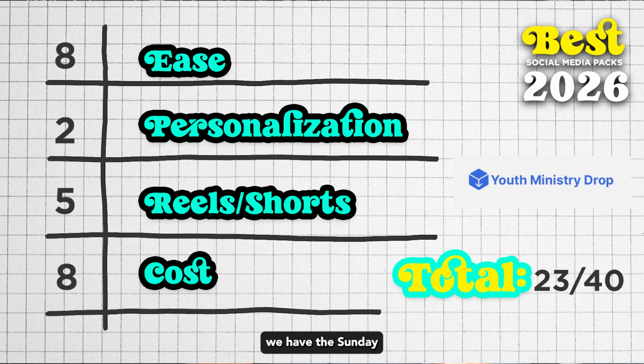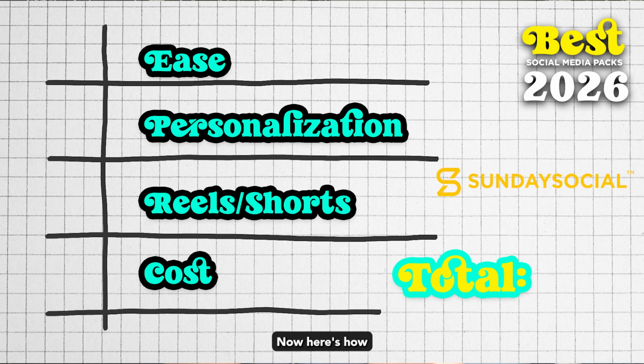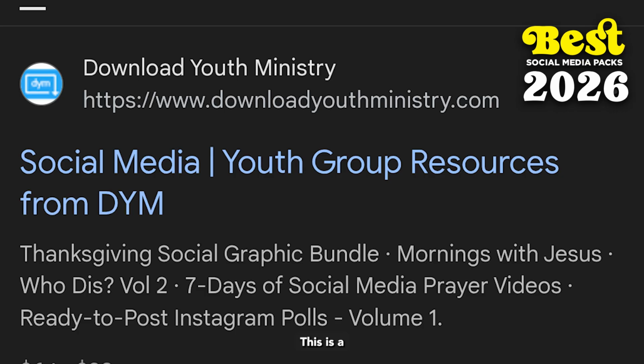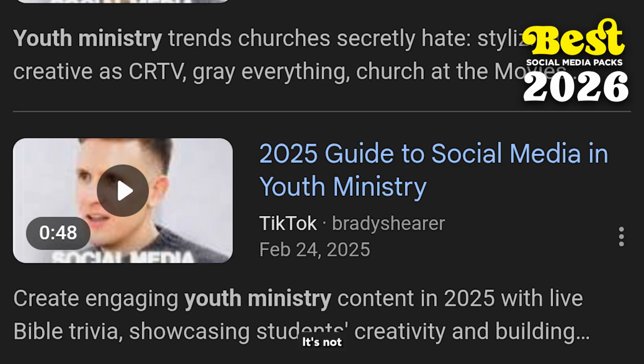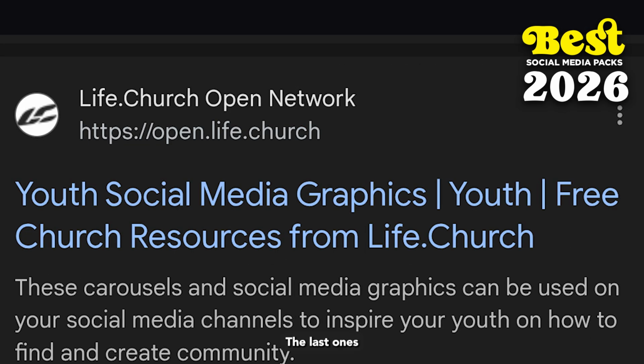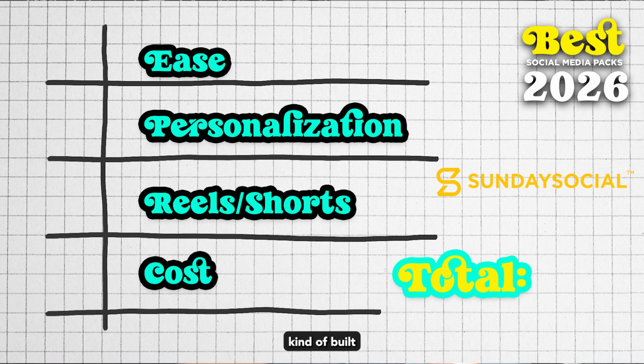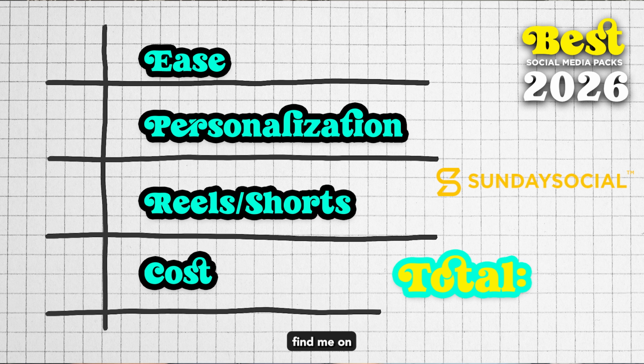Moving on to the fourth one, we have the Sunday Social. Now here's how I found it, because when I Google searched, Sunday Social didn't come up. This is a church-wide platform. It's not just built for student ministry. The last ones were all just kind of built for student ministry, but this one is a little bit different. This was made kind of for the rest of the church. And so therefore, I knew about it, and I went and I found it. It didn't find me on my search.